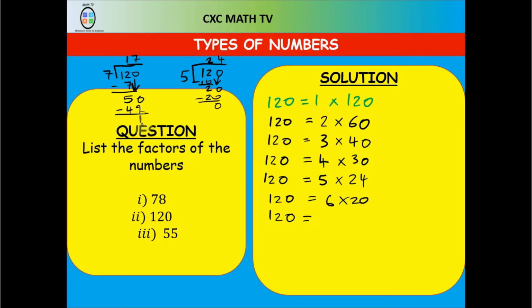So since we cannot stop, therefore 7 cannot evenly divide into 120. Next we go with 8. Can 8 work? Well, chances are 4 did, so 8 should work. So 8 is going to be 8 times 15. Alright, that will give us 120.